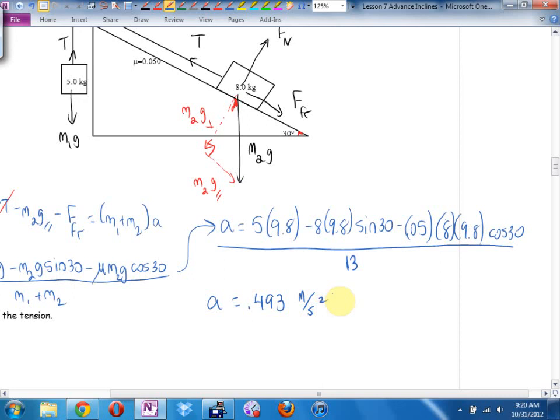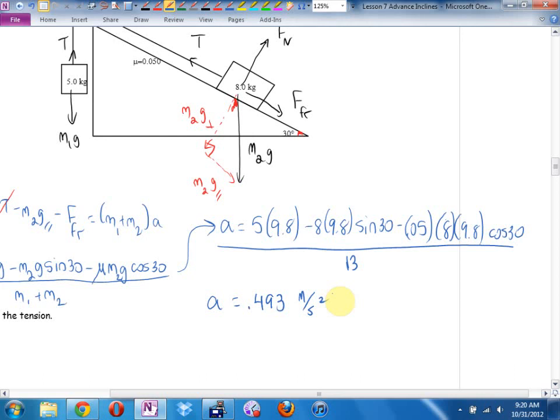Oh, when you're done that, find tension. There's one mass that's clearly easier to use to find the tension with than the other. So find the tension while you're at it. Do you get? I got an acceleration of 0.493.